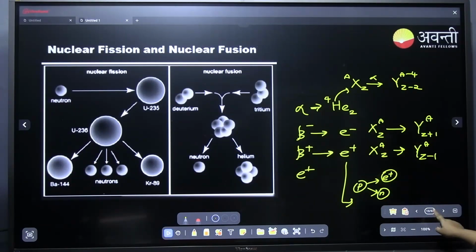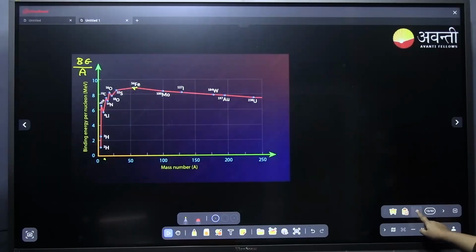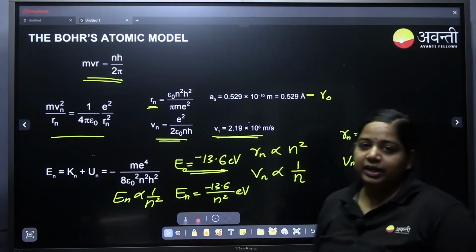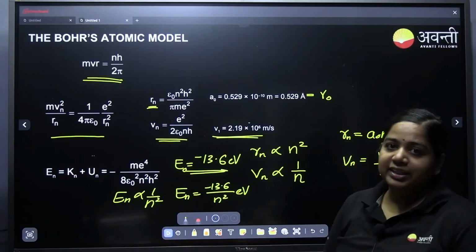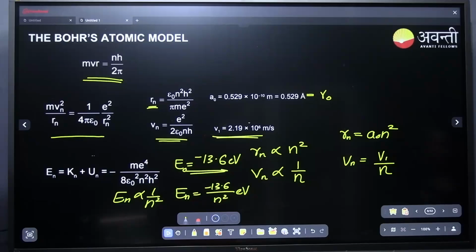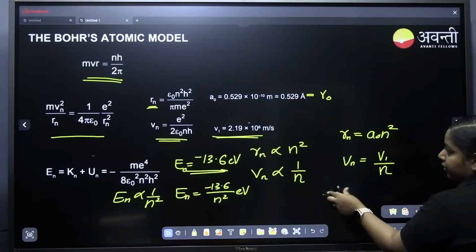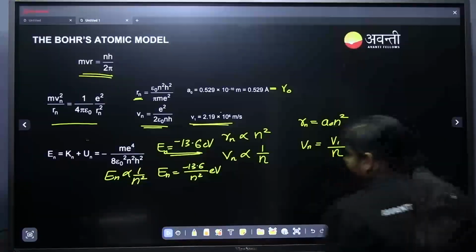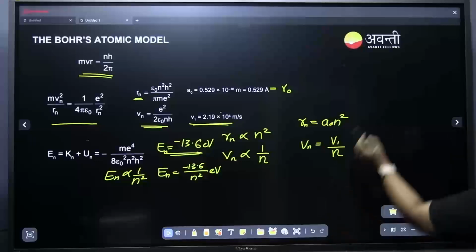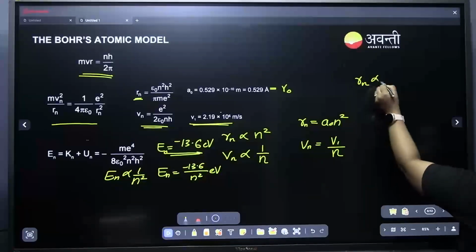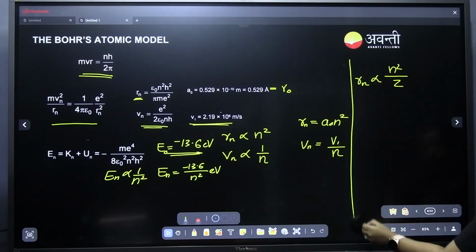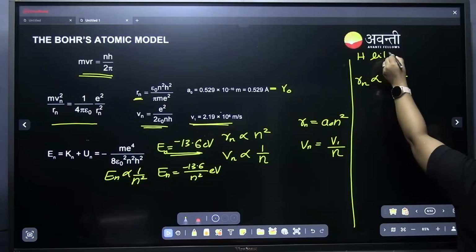Then one more point I have to add, that is in the Bohr atom model. We told this proportionality, right? This is for the hydrogen atom where Z equals 1. If you are thinking about hydrogen-like atoms, then Rn is proportional to n square by Z. H-like atoms.